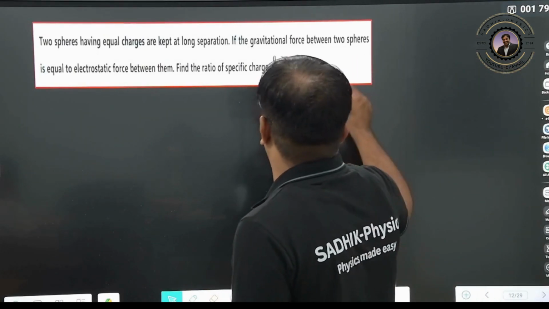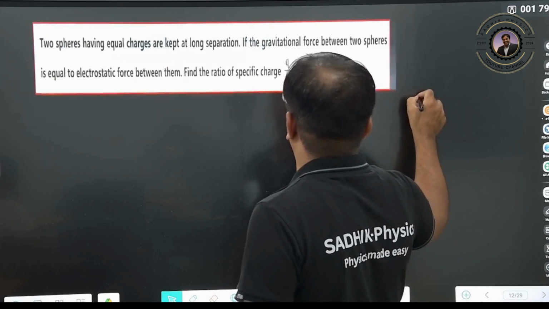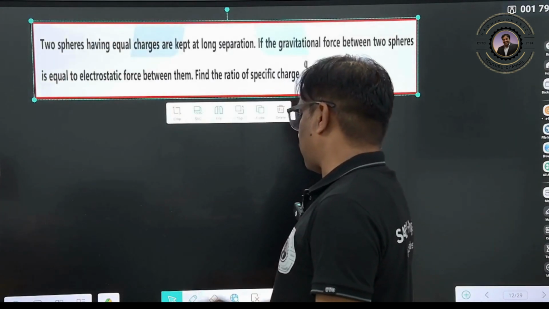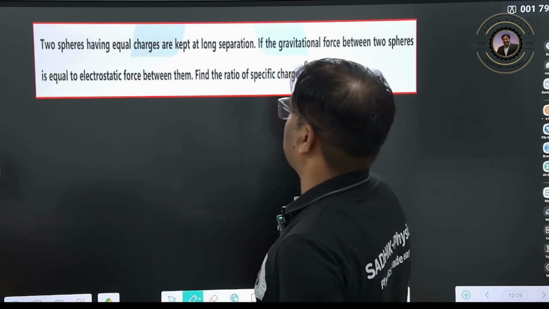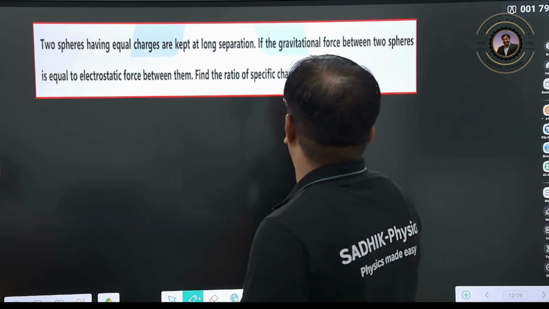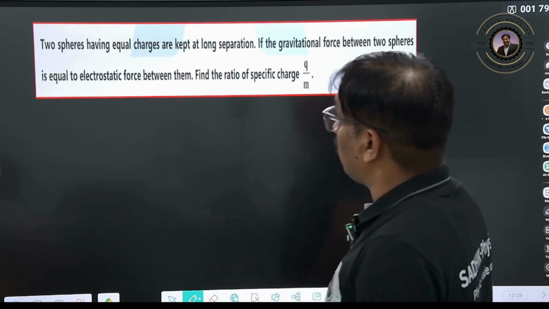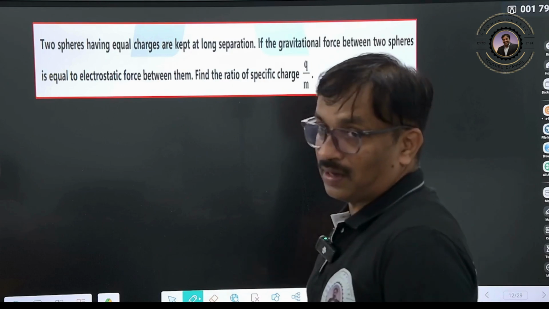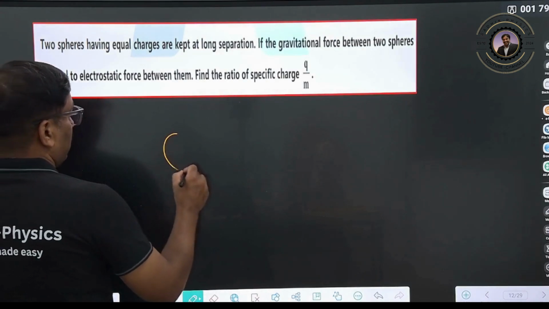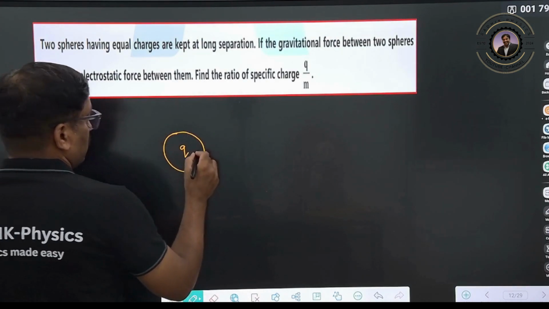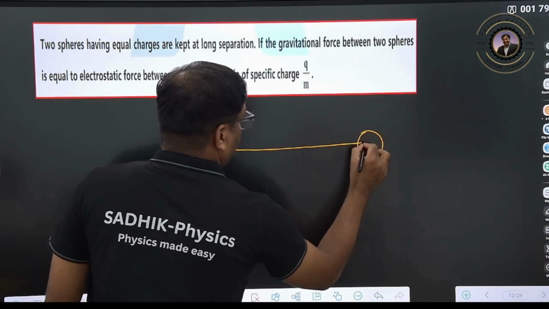So this is one of your JEE Main and NEET questions. Many times this question is asked in the examination. There are two spheres of equal charges kept at a very long distance. The gravitational force between the spheres is equal to the electrostatic force between them. See here, there are two equal spheres having the charge q and charge q.